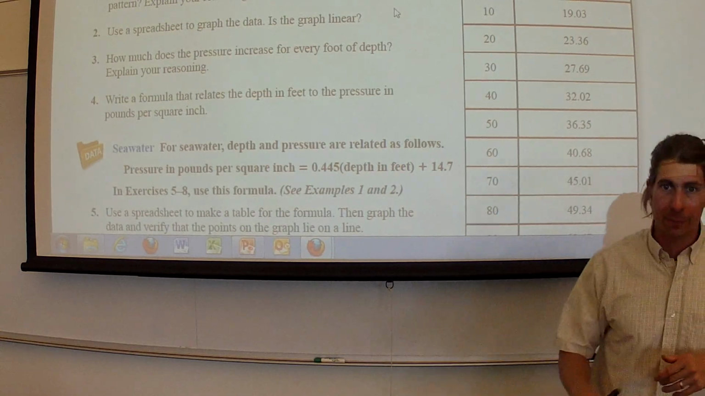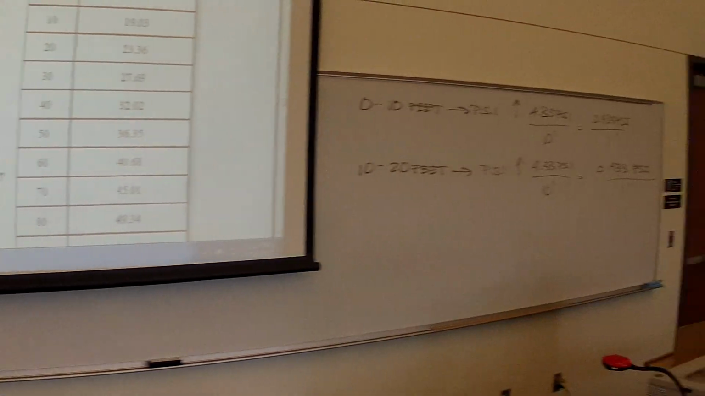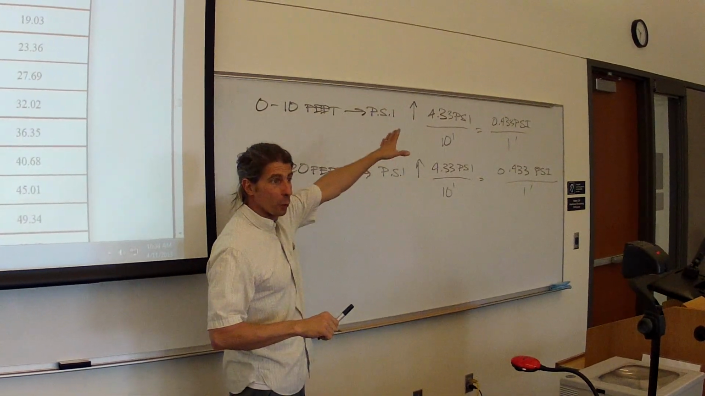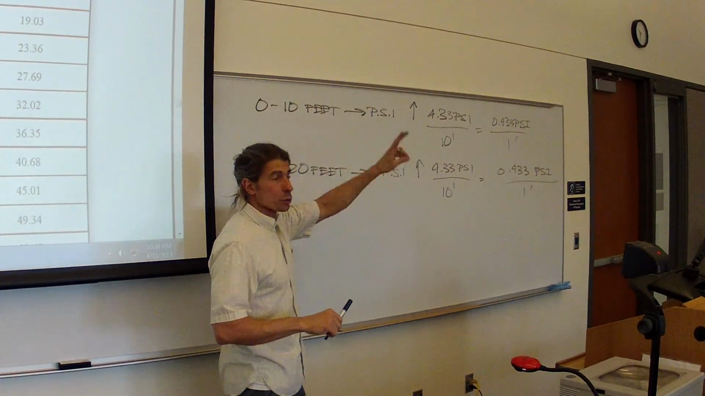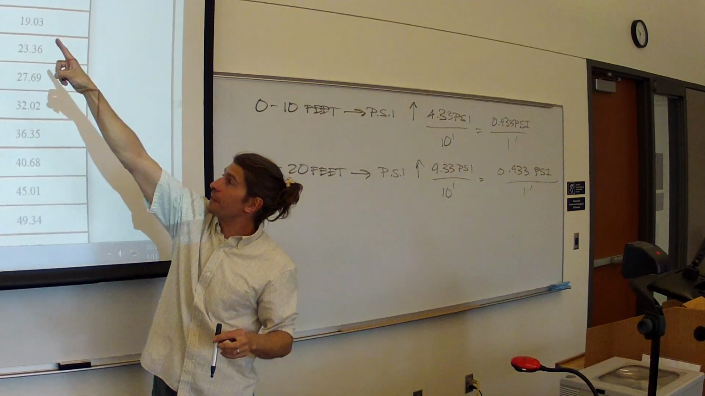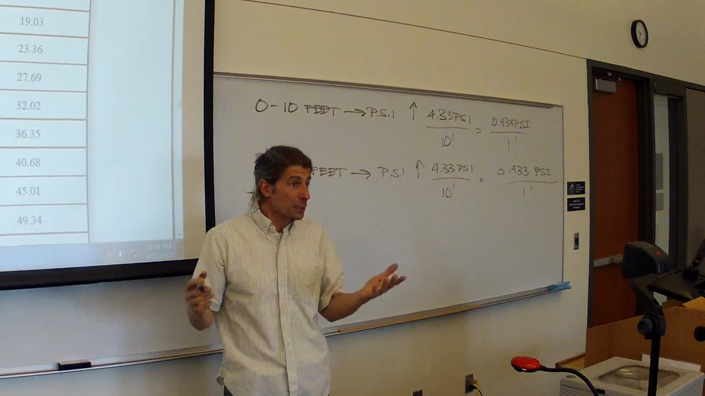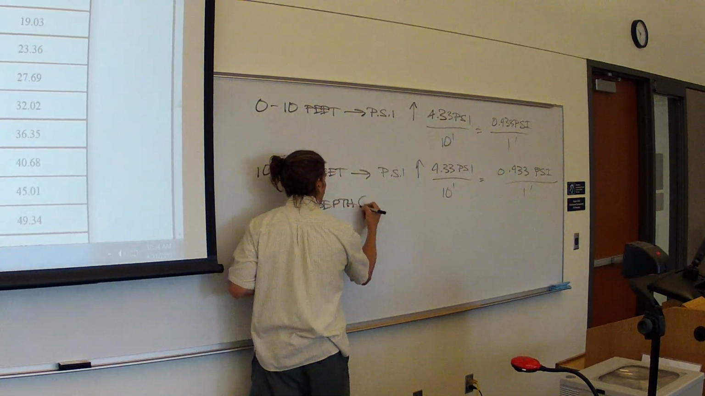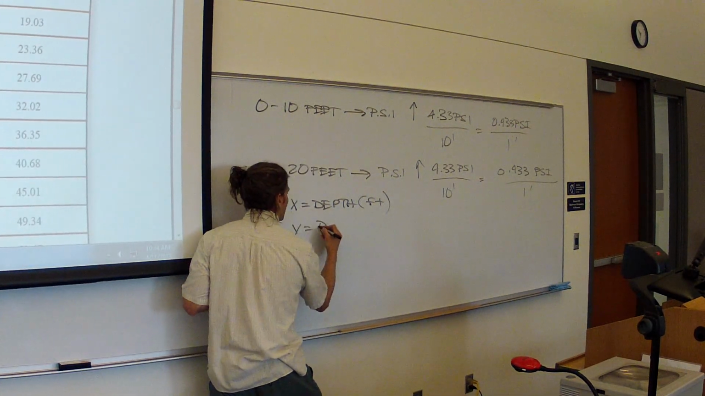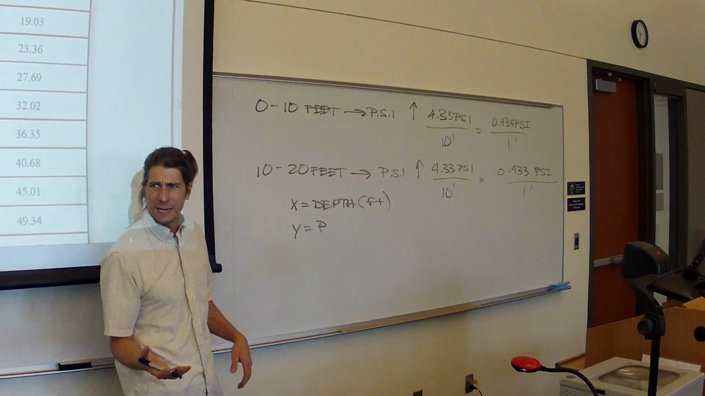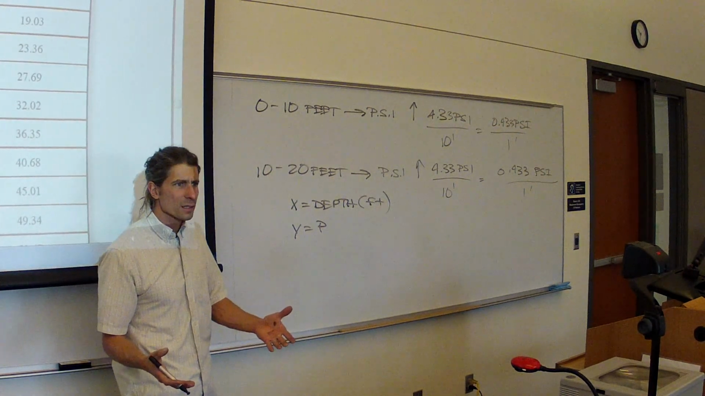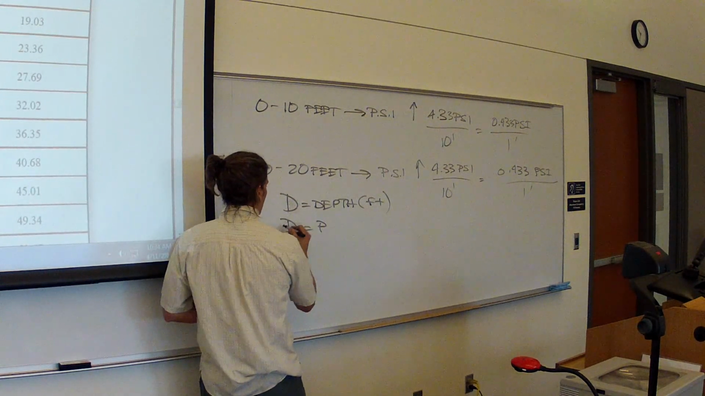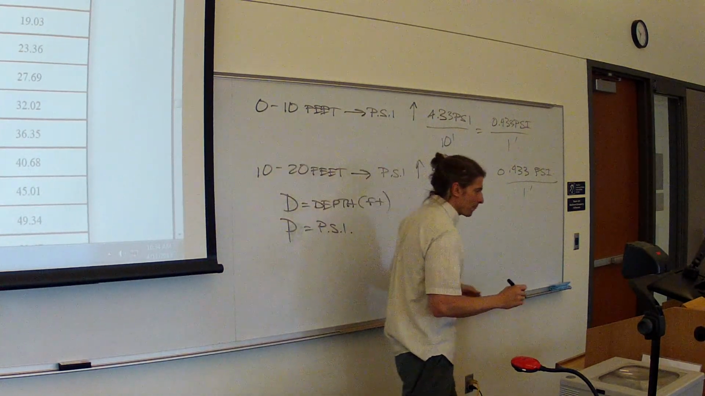Let me swing the camera a little bit so we're looking at the work we've done over here. You agree that it's linear, and we've essentially found the slope, which is 0.433 psi per 1 foot. So there are 2 variables at work, depth in feet and psi. Let's call x that depth in feet, and y the psi. Do you want to use different variables, like d and p for depth and pressure? I think so. Let's call big D the depth in feet, and p the psi at that given depth.